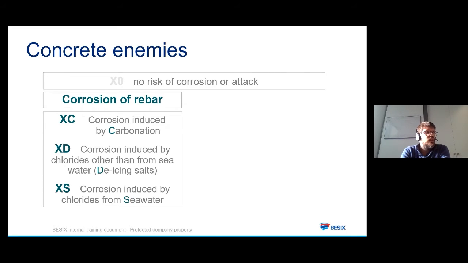Then you have everything related to the corrosion induced by the chlorides, but other than from the seawater. So for example, de-icing salt, which we have a lot in Europe, but also chloride from the swimming pools and things like this. And then XS, which is related to the corrosion induced by the chlorides from seawater. This is really important as soon as you are doing concrete for a marine structure. The XS is very important, especially as the chlorides are making a lot of trouble.